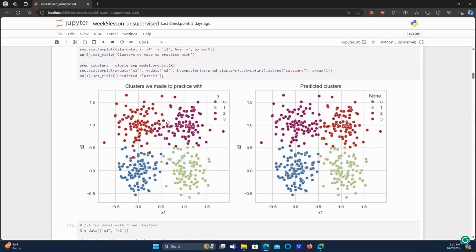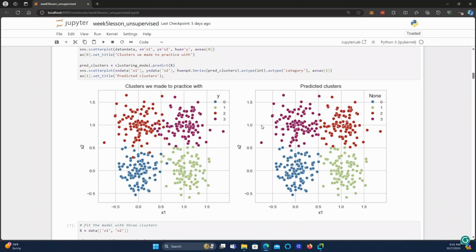So these are the clusters that I made, and these are the clusters that k-means found. And you can see they're pretty close, right? I mean, not everything is exactly the same. Look at this red dot here that's blue over here. This red dot here is blue over here. This blue dot here is green over here. But they're very, very close, very similar.